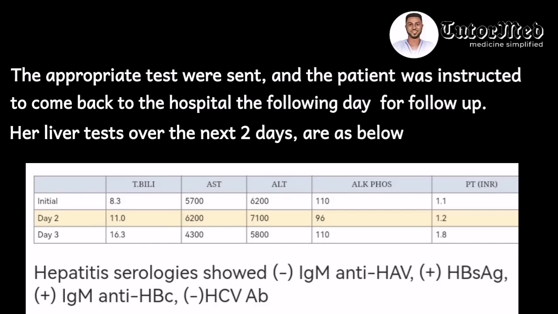Hepatitis A and C were unreactive, evidenced by the fact that the IgM anti-hepatitis A antibody was negative, and then the hepatitis C antibody was also negative. To understand the interpretation of her Hep B serology, kindly refer to our video on the interpretation of the Hep B profile.